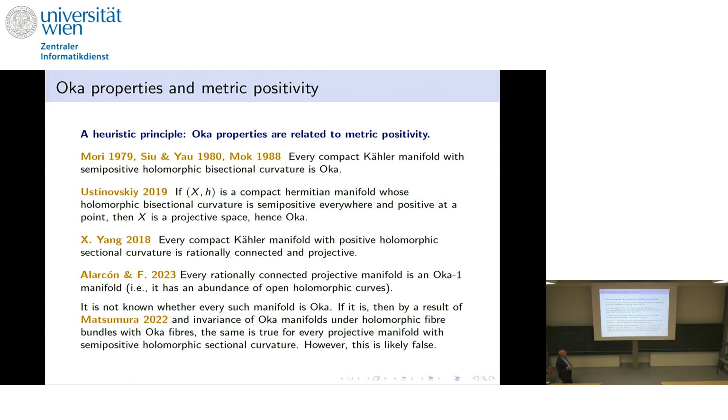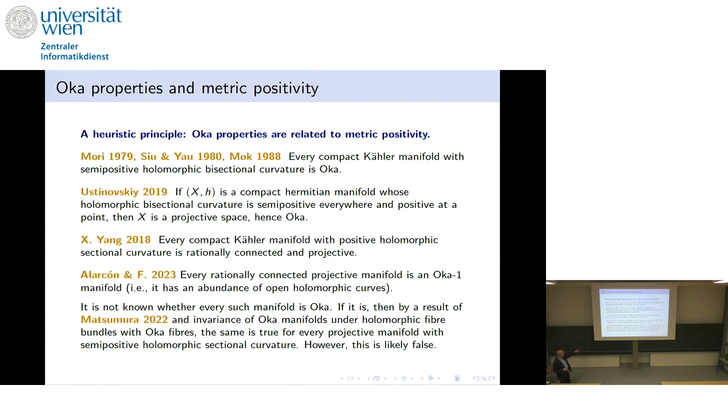More recently, Ustinovskiy proved a similar theorem for Hermitian manifolds, not necessarily Kähler, with holomorphic bisectional curvature semi-positive everywhere and positive at a point. Again, it's a projective space and hence Oka. In a different direction, Yang proved recently that a compact Kähler manifold with positive holomorphic sectional curvature, now not bisectional but just sectional, is rationally connected and projective. And in a paper from this year, Alarcón and I proved that every rationally connected projective manifold is Oka1. This means it has an abundance of holomorphic curves. So again, it's a theorem of the same sort.